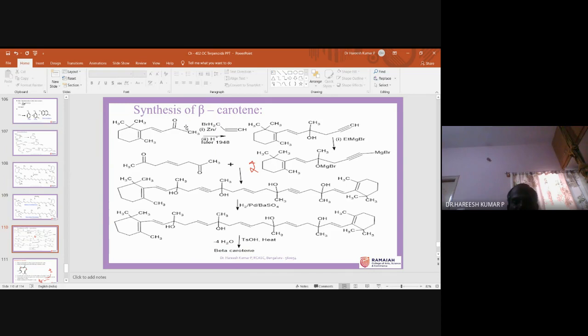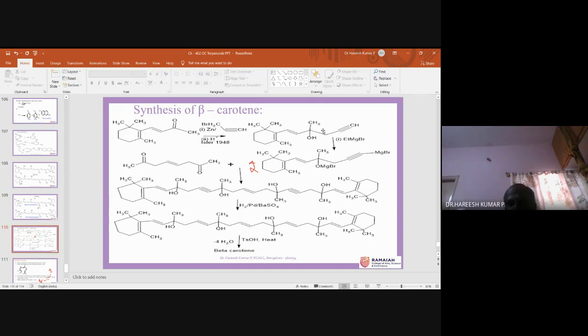There will be a three-membered ring, what you call an epoxide. That means there will be a bond formation between this carbon and this carbon, and this oxygen and this carbon. So now an intermediate is obtained like this. Then afterwards, when it is treated with a proton source, the epoxide is opened and this carbon takes a proton. That is how the compound is obtained. This method of synthesis of carotene is given by a scientist called Euler, and that is the reason this method is called the Euler method of beta carotene synthesis. Then what will happen?